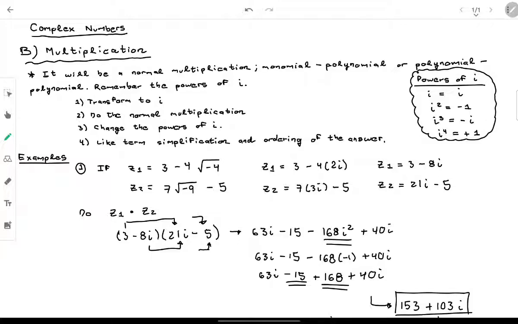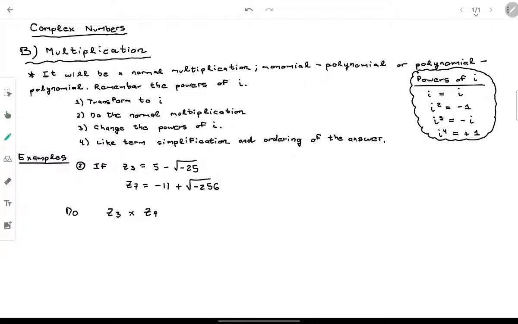So as I was telling you, the process is very simple. We need to transform to i. After transforming our c's to have powers of i, it will be a normal multiplication of polynomials. After that, we need to change the powers of i when possible and do like term simplification and ordering. So let's see another example.